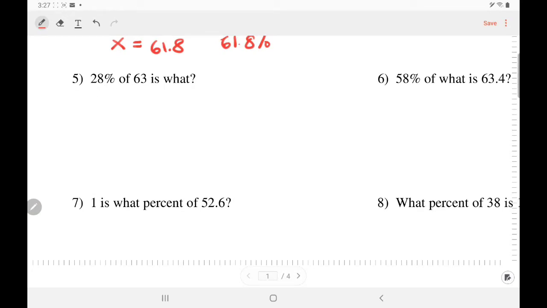Number 5 is set up a little bit differently. It's not what percent, it is 28%. So it's not X over 100. We know it is 28 over 100 equals is over of. Is what? What means you don't know, so it is X, a variable, over of, and of is 63.